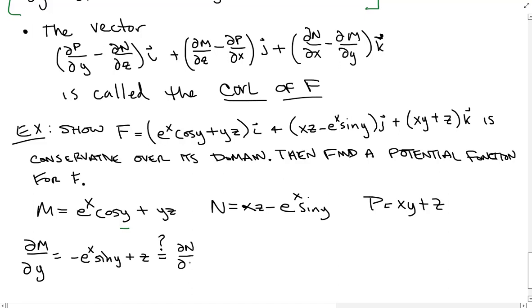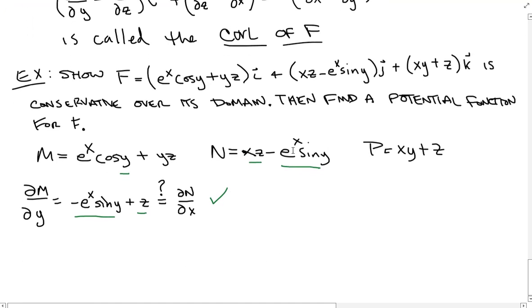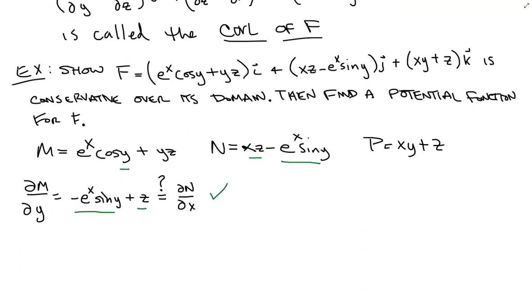respect to x? Okay, so looking at that one, with respect to x, this derivative here would be z, which we have here, and then the derivative of e to the x would just be e to the x, where negative sine y would just be a constant, and so that's what we have. So yes, so far so good. We have that as equal. Alright, so now let's keep going and check the other two possibilities.